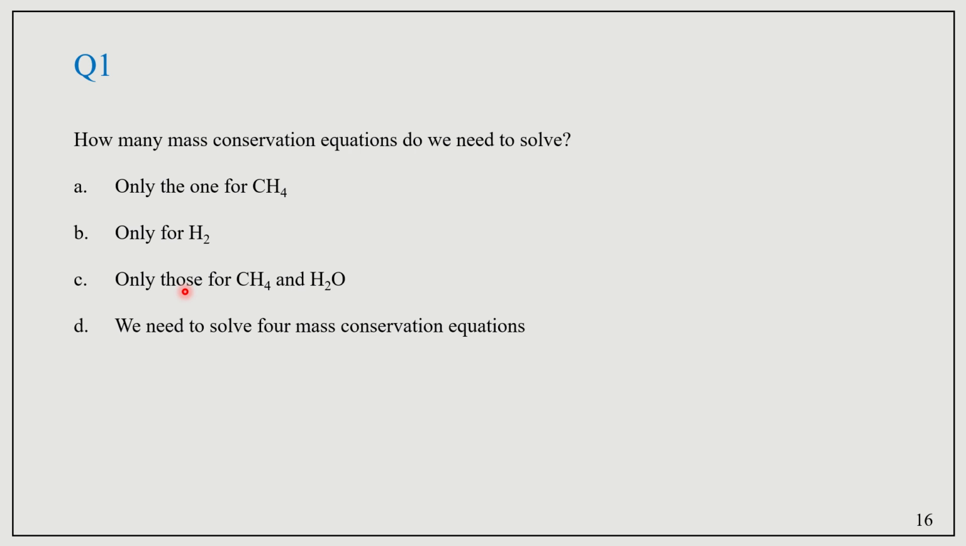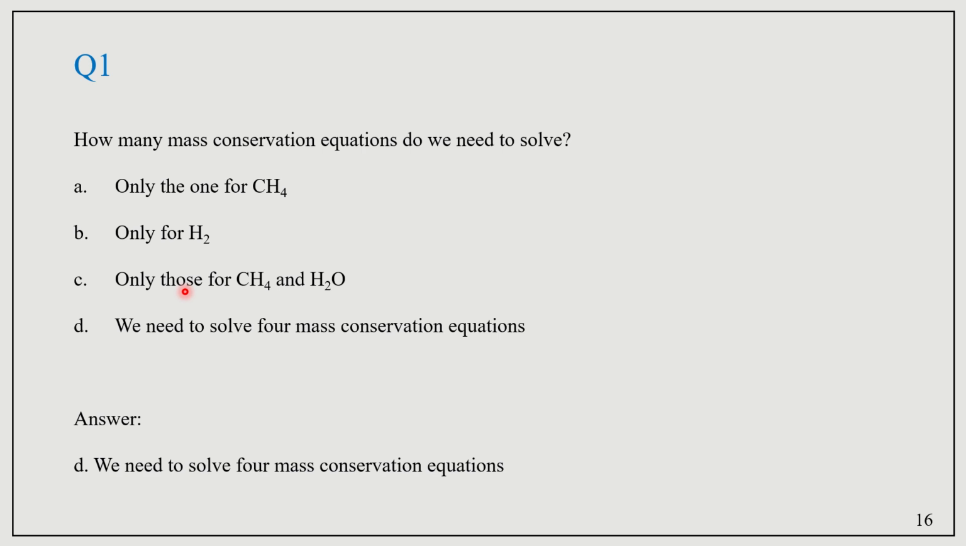It can be any 3 of these species and 1 continuity equation. So on the whole we need to solve 4 mass conservation equations. So the answer to this question is option D. We need to solve 4 mass conservation equations.